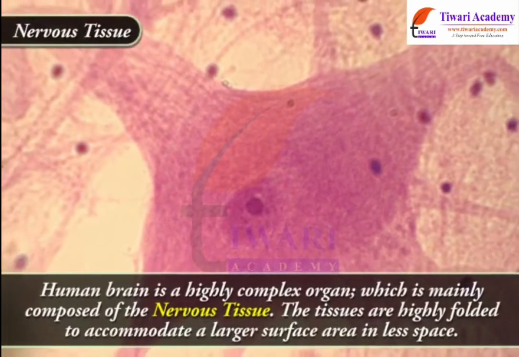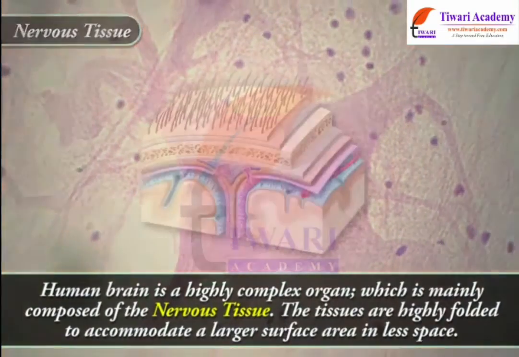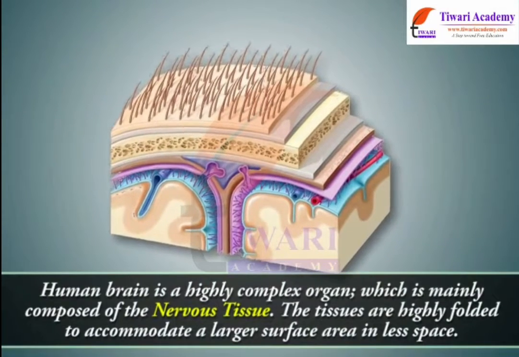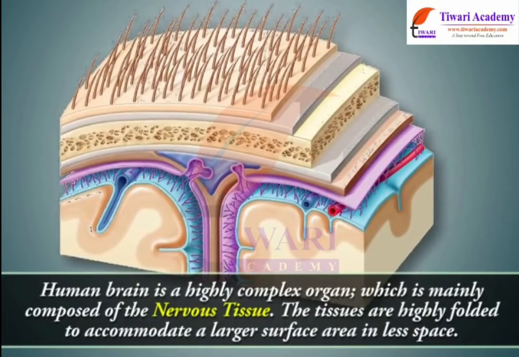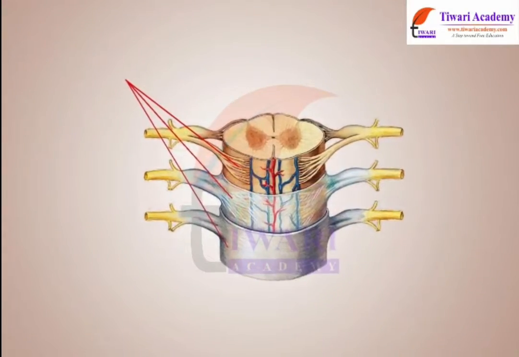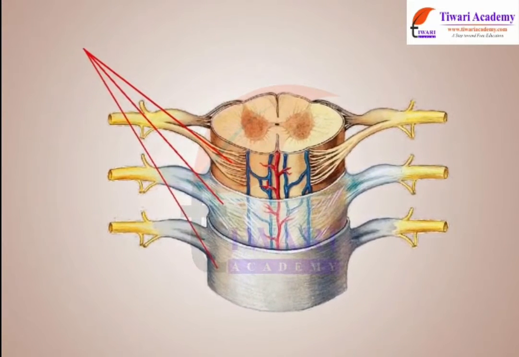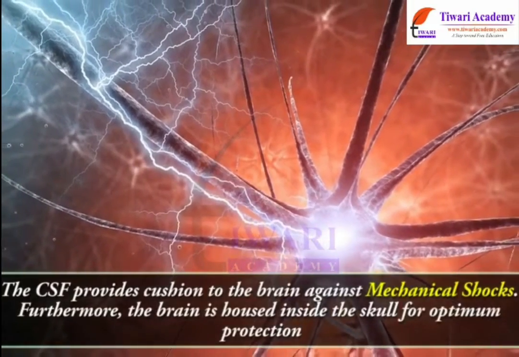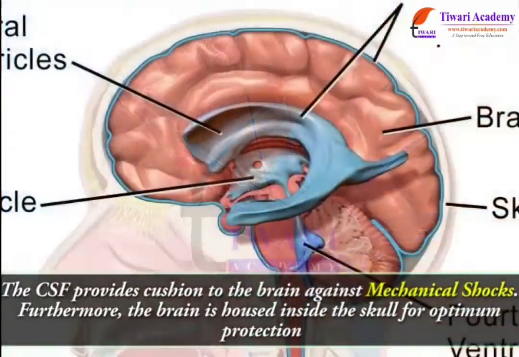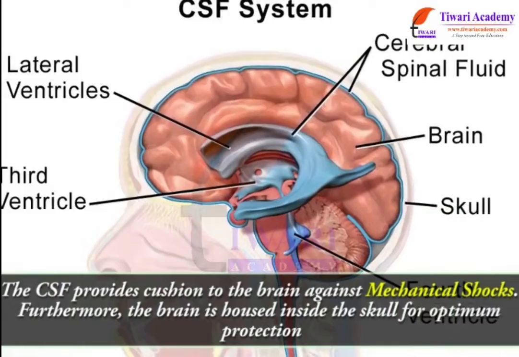Human brain is a highly complex organ, which is mainly composed of the nervous tissues. The tissues are highly folded to accommodate a larger surface area in less space. The brain is covered by a 3-layered system of membranes called meninges. The CSF provides cushion to the brain against mechanical shocks. Furthermore, the brain is housed inside the skull for optimum protection.